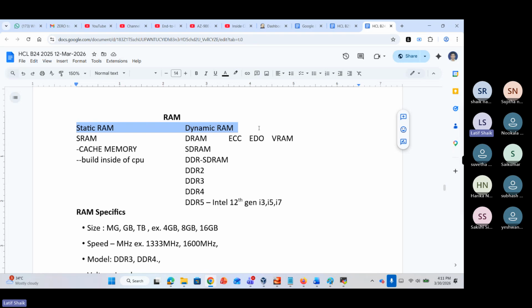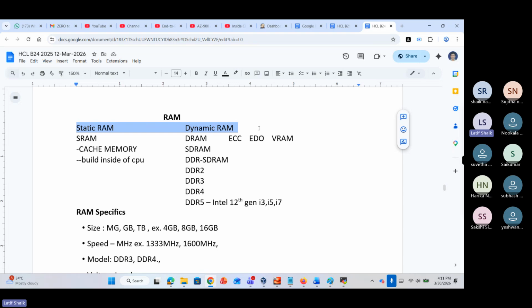Another one is dynamic RAM. This dynamic RAM is not a pure form of transistor. It's a combination of transistor, capacitor, resistor type, so it is slower than SRAM. Of course, the RAM we actually use, inserting and removing, is DRAM, dynamic RAM. These DRAMs were further developed into synchronous dynamic RAM, SDRAM. The next version is DDR SDRAM, double data rate SDRAM. Then DDR2, DDR3, DDR4, DDR5.